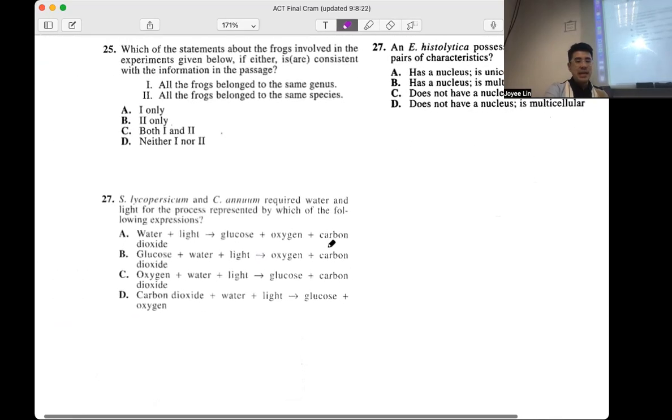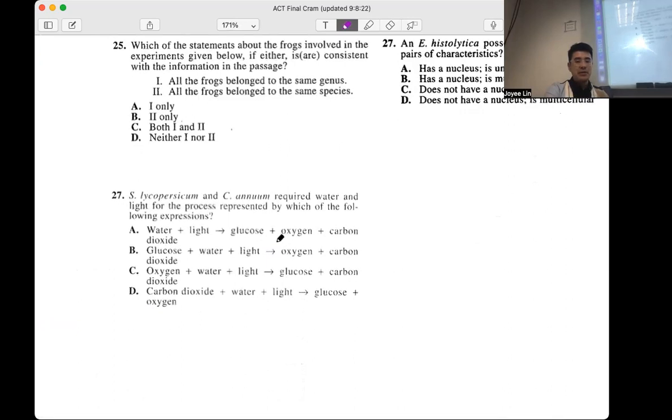S. lycopersicum and C. annum, bell peppers and tomatoes, required water for which of the following processes? Oh, they gave you no more information other than the fact that they were bell peppers and tomatoes. D. What is D? Photosynthesis, right?